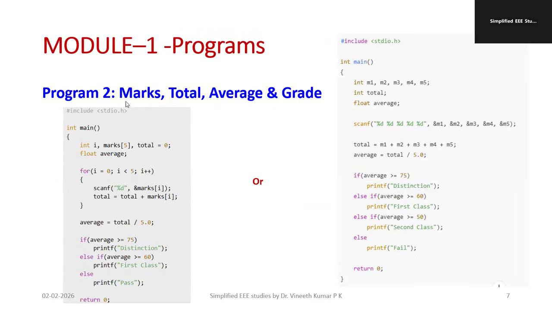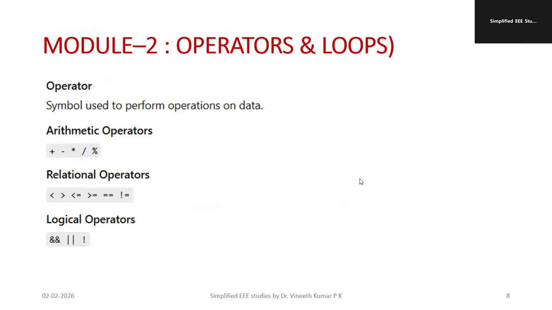Calculation of total marks, then average and grade. You can use either an array program or the conventional method. Here we can see the header files followed by the main function, declaration of the variables, then the input function. It reads the marks from the user: marks 1, marks 2, marks 3, marks 4, and marks 5. Then you need to use the plus operator: total equals M1 plus M2 plus M3 plus M4 plus M5. Then average means total divided by the number. Then you are supposed to use the condition, right?